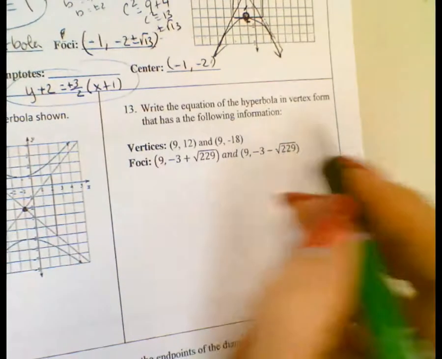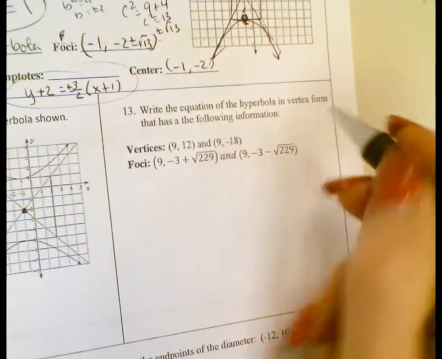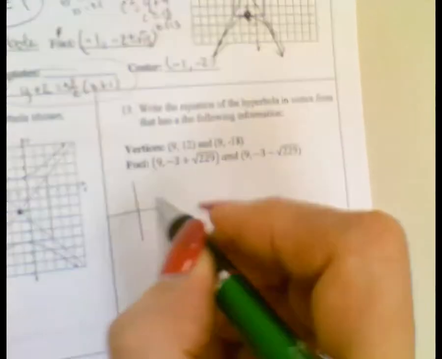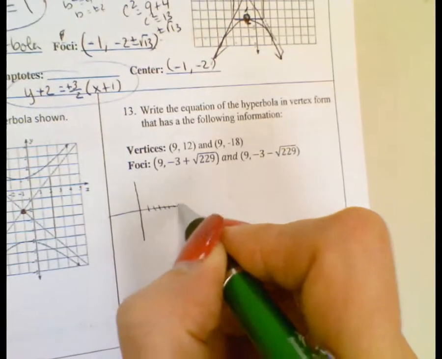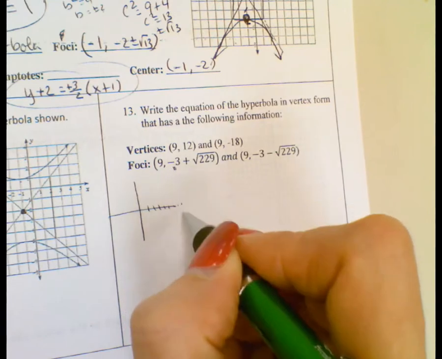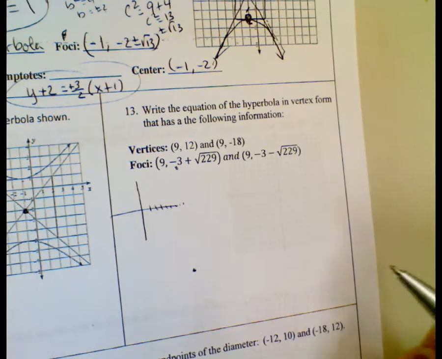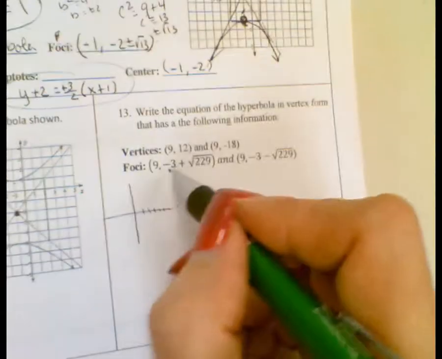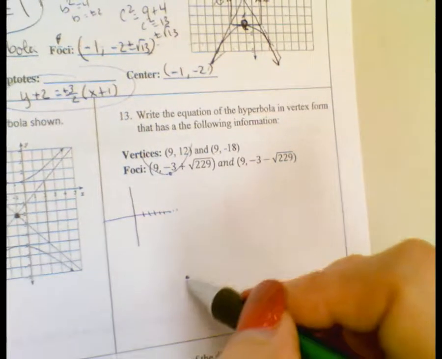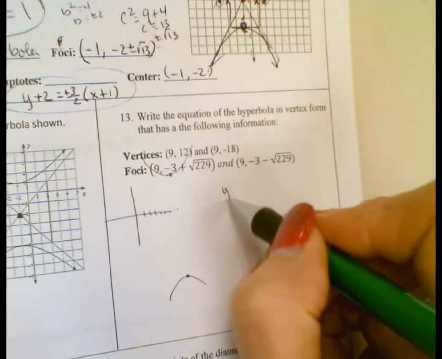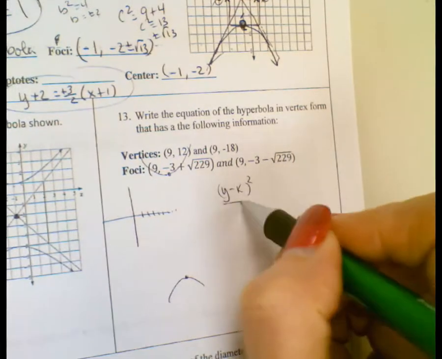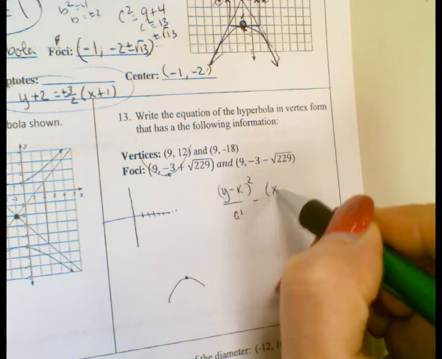13. Write the equation of hyperbola in vertex form that has the following information. So 9, 12 is like up here. And then 9, -18 is way down here. Those are your vertices. Okay? So because those are your vertices, your hyperbola has to open this way. So again, we're going to start with our general formula, and then we'll fill it in later.